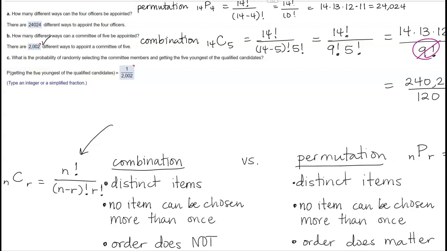What is the probability of randomly selecting the committee members and getting the 5 youngest of the qualified candidates? If you pick the 5 youngest, there's only one way to do that. You have to pick the 5 youngest people. So there's only one way you could possibly do that. And how many possible outcomes are there? Well, how many ways are there to select the committee? 2002.